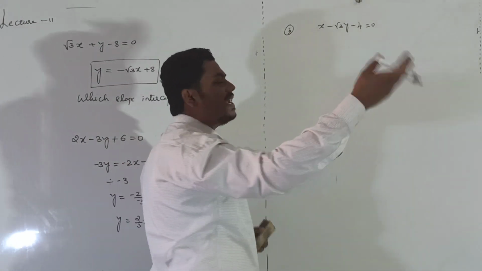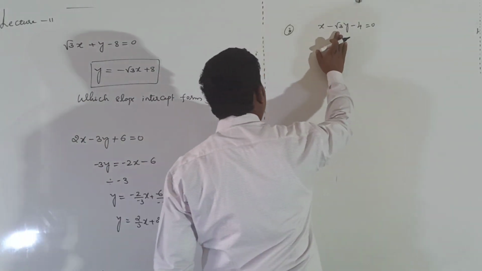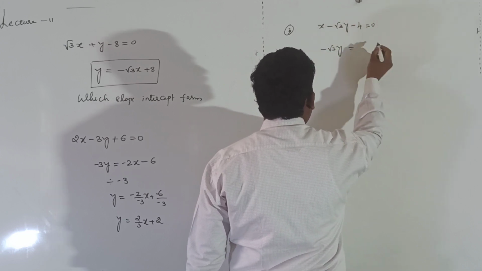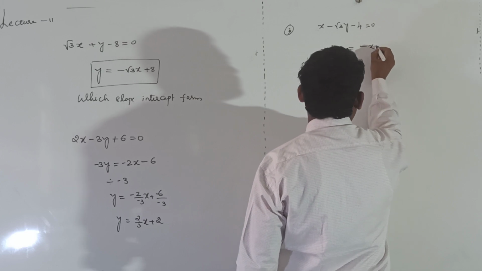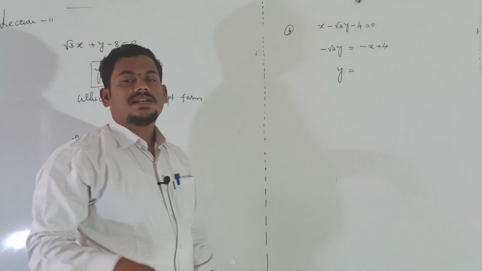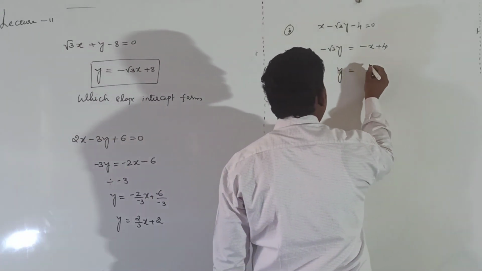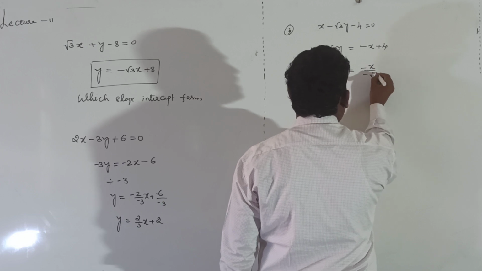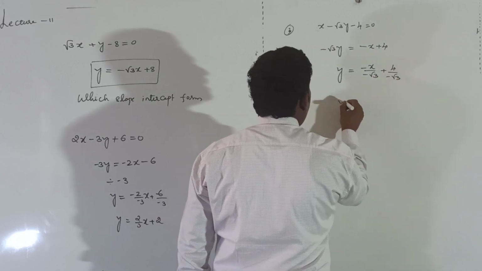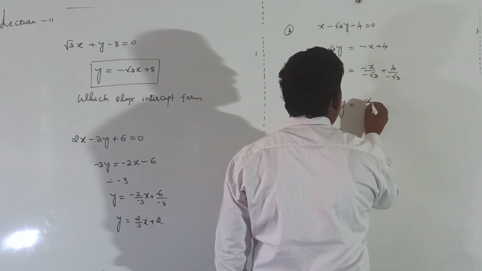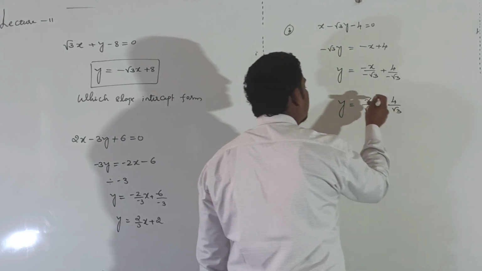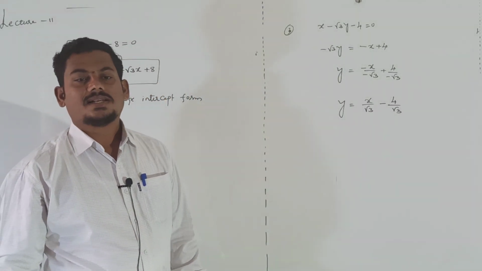It should be in the form of y equal to mx plus c, means keep the y term as it is, minus root 3 into y, send the remaining 2 terms to the RHS, then it will be minus x plus 4. After that we need y equal to, so divide with minus root 3, then it will be minus x divided by minus root 3 plus 4 divided by minus root 3, that's equal to y is equal to x divided by root 3 minus 4 divided by root 3. This is our slope intercept form, right?